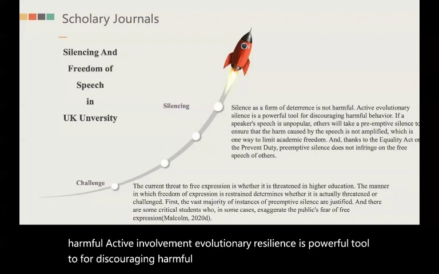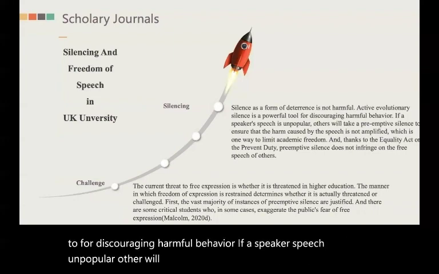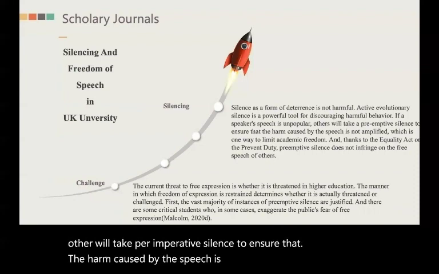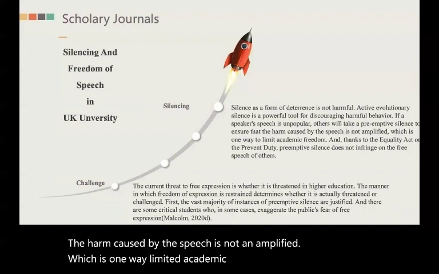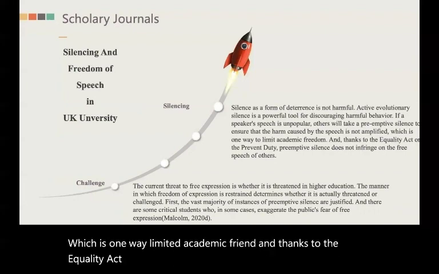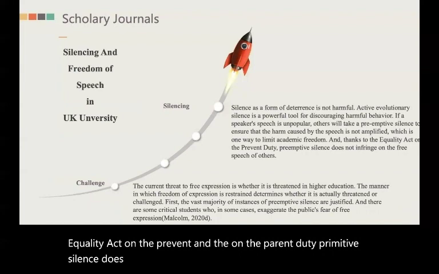If a speaker's speech is unpopular, others will take imperative silence to ensure that the harm caused by the speech is not amplified, which is one way of limiting academic freedom. And thanks to the Equality Act and the Prevent duty, permissive silence does not infringe on the freedom of speech of others.